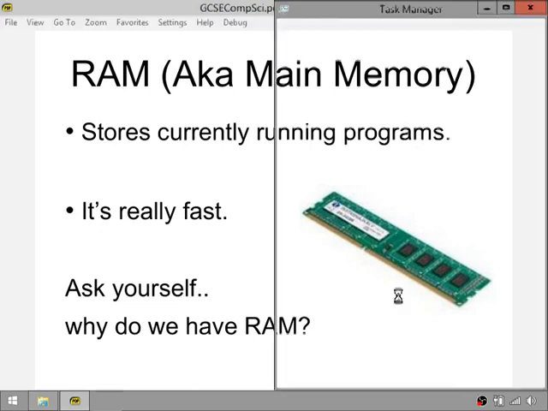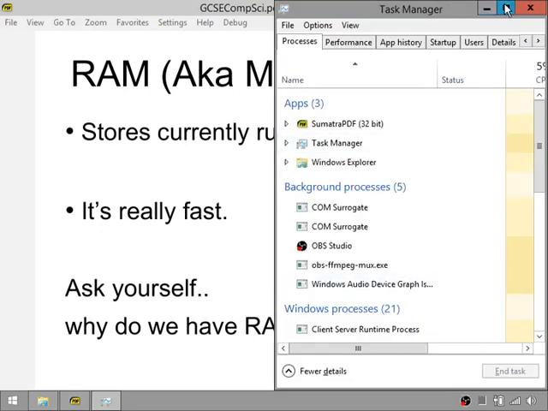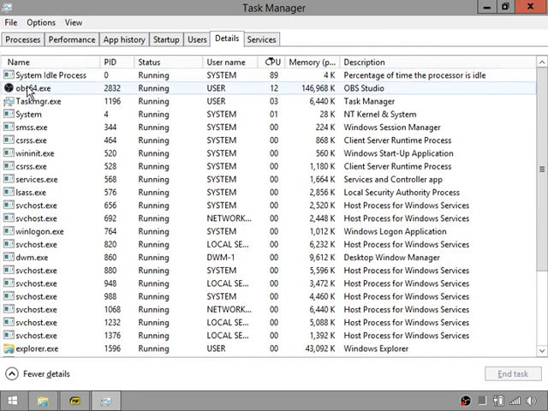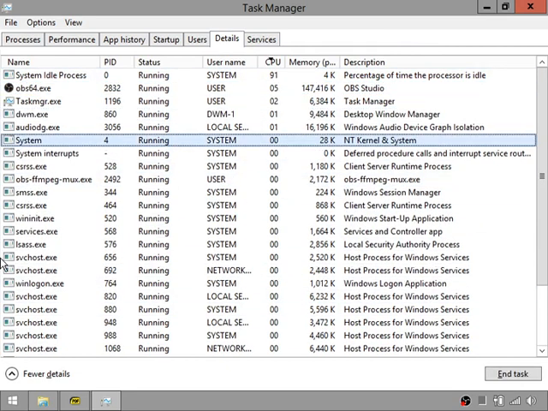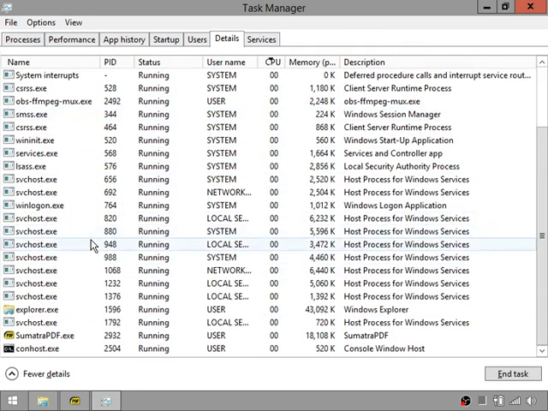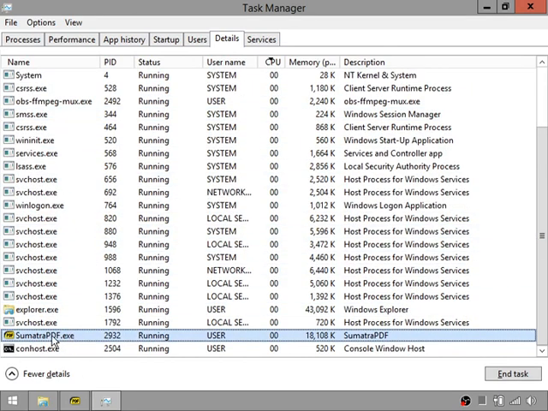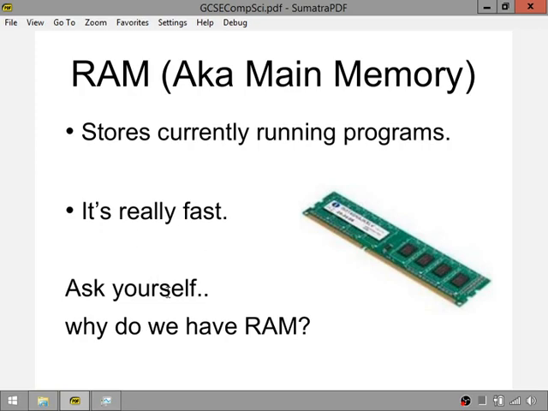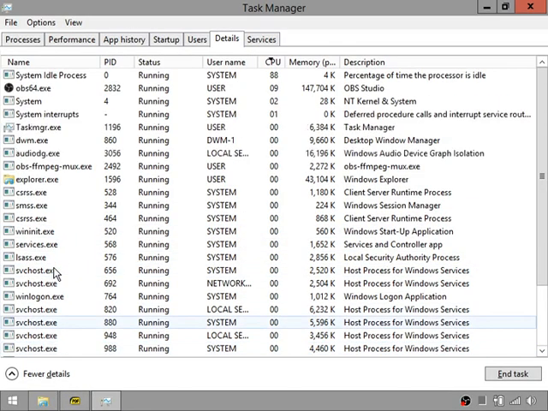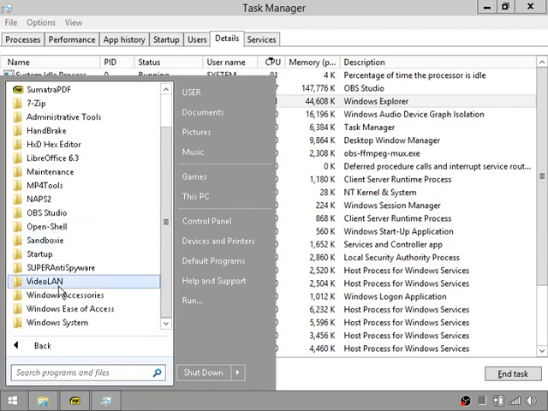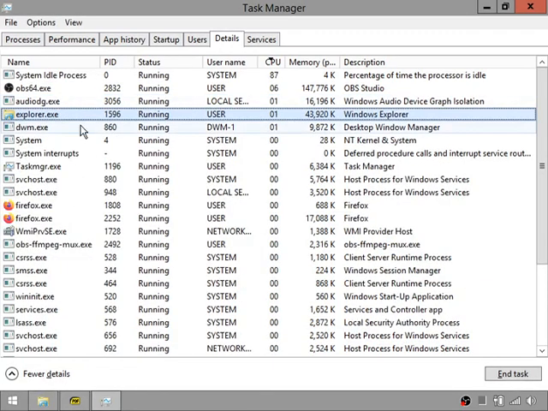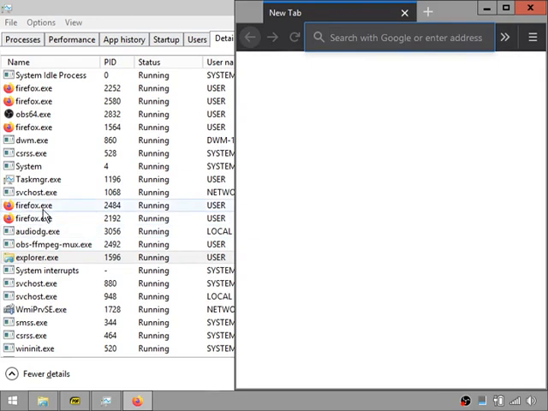Well, first of all, let me just show you a little bit of RAM in action. So at the moment, on my computer, I have my recording software running in the background. I've got a bunch of operating system junk running here. I've also got some software called Sumatra PDF, which is holding my slideshow. What else have I got running? I've got Explorer.exe. If I were to open up Firefox, that would now enter my RAM.